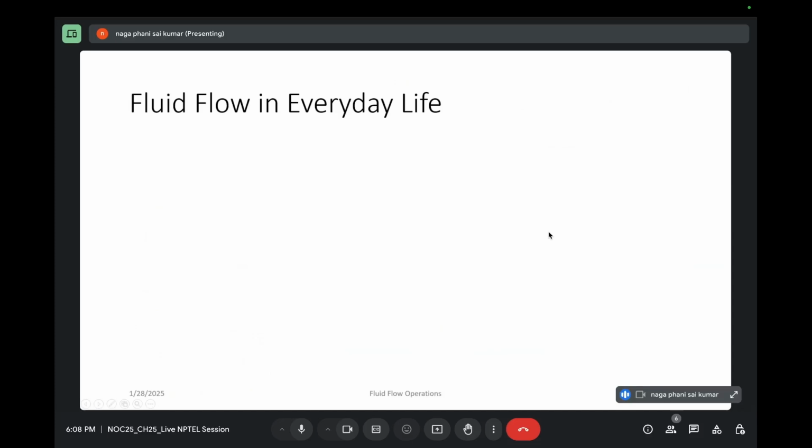Can someone give me day-to-day examples of where fluid flow happens? You can unmute yourself and tell, or you can post them in the chat box as well. Give me any example of fluid flow in everyday operations, in everyday life. Where do you see fluid flow?